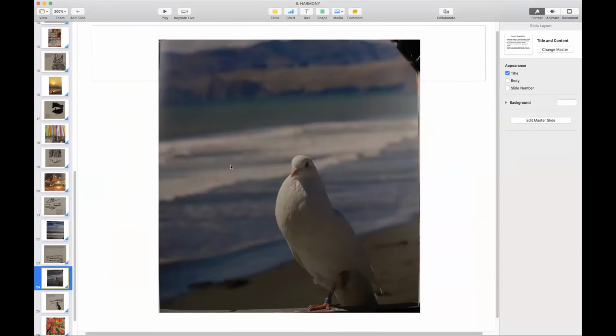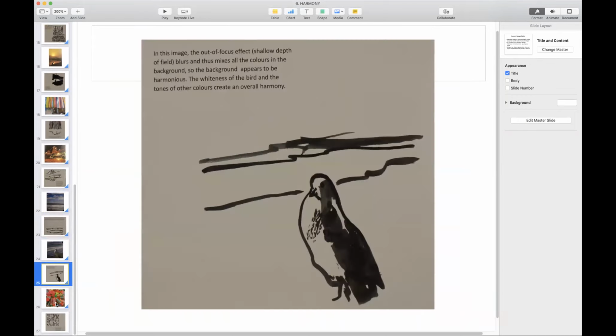Now it's a very simple photograph. Background is blurred as we had discussed earlier. Text is interesting to read. In this image, the out of focus effect, shallow depth of field, blurs and thus mixes all the colors in the background. So the background appears to be harmonious.